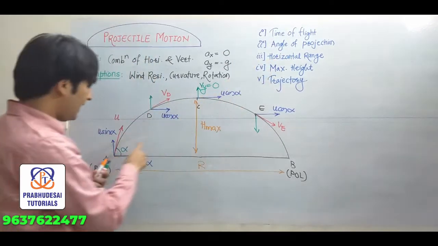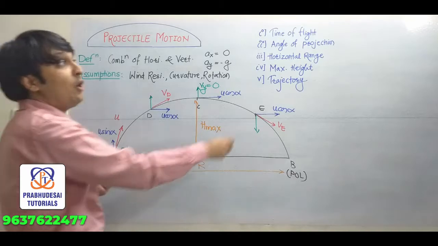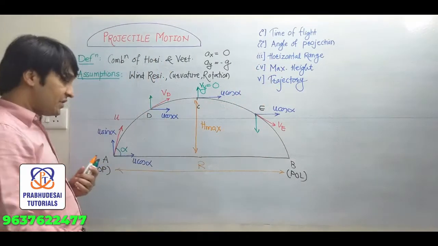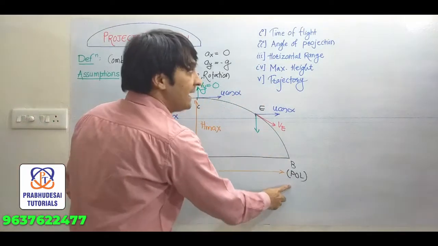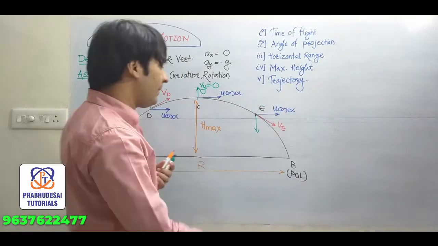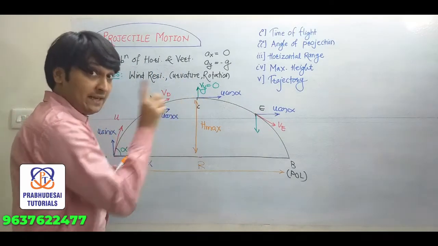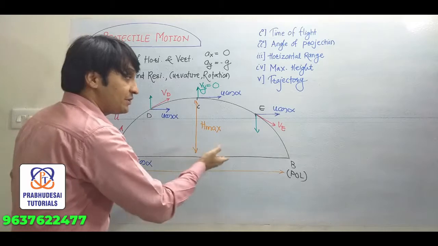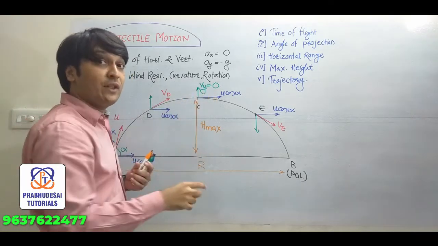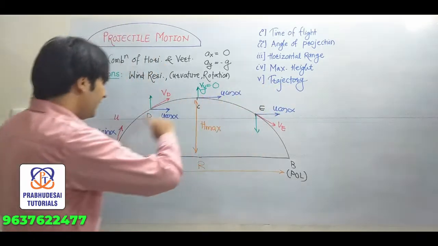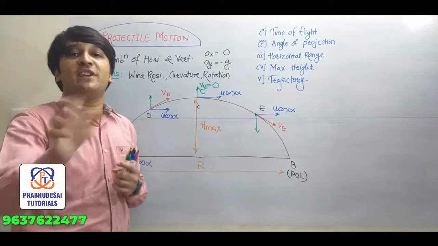What is angle of projection? Alpha, through which it is thrown. Horizontal range is the horizontal distance between the point of projection and the point of landing. Maximum height, what is maximum height? It is the height from the point of projection to the point where the y component of velocity is 0. And what is trajectory? It is the path traced by the projectile.